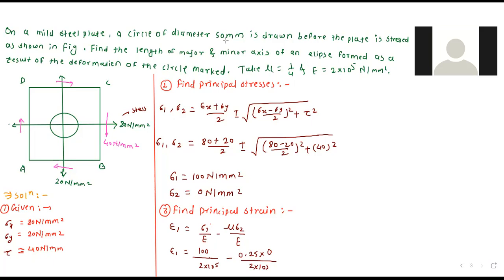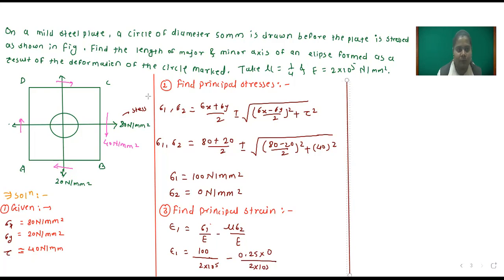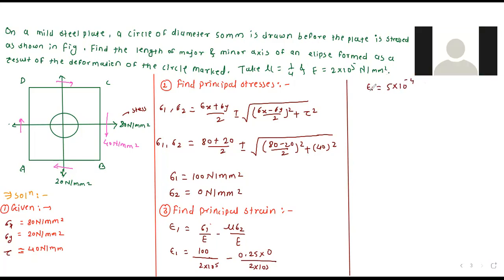5 into 10 raised to minus 4. So epsilon 1 is equal to 5 into 10 raised to minus 4. And what is the unit of strain? No unit. So this is the major principal strain.